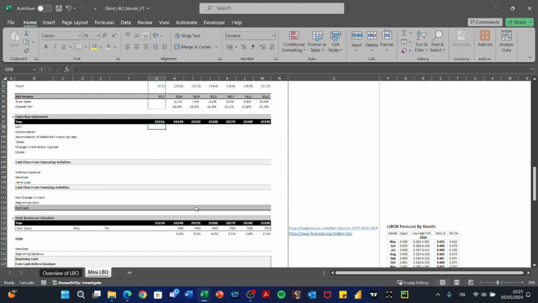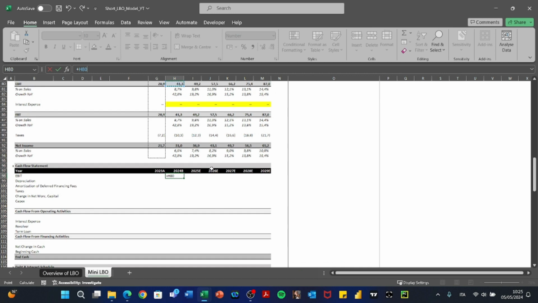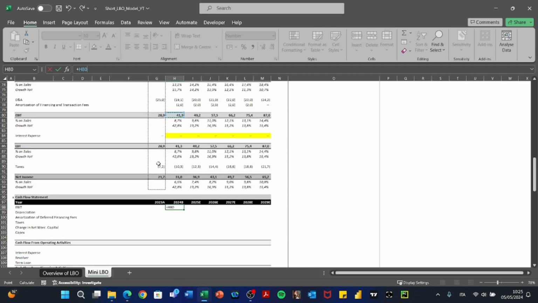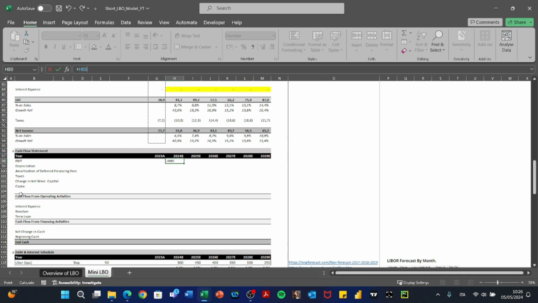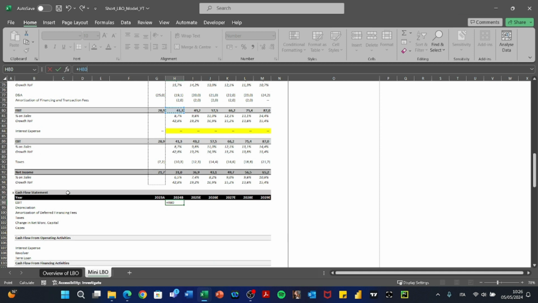Okay, so let's start with our EBIT from 2024. I'm picking the EBIT and not net income because I want to separate the interest expenses from my cash flow from operating activities. So just like generally doing an unlevered free cash flow.